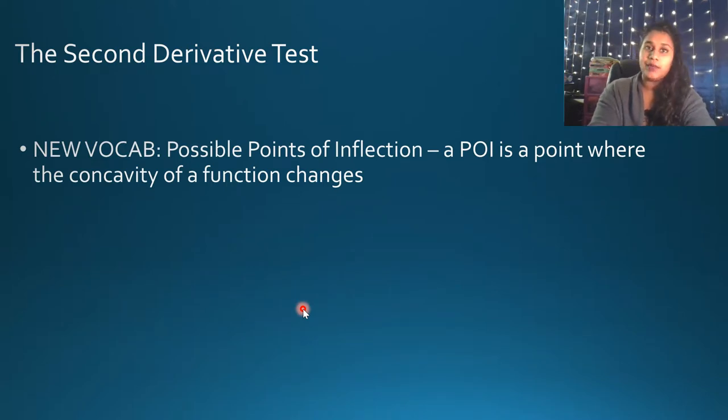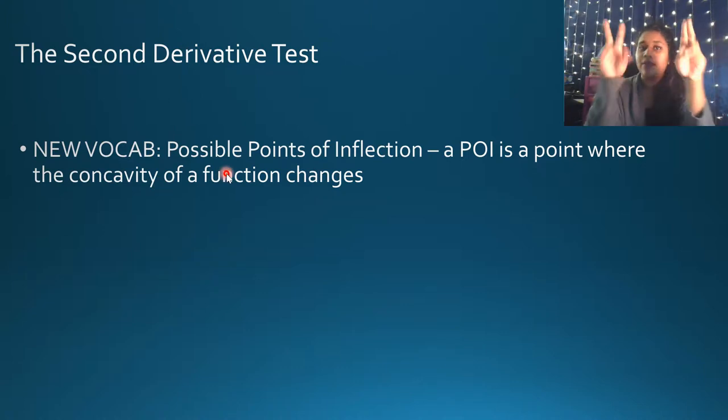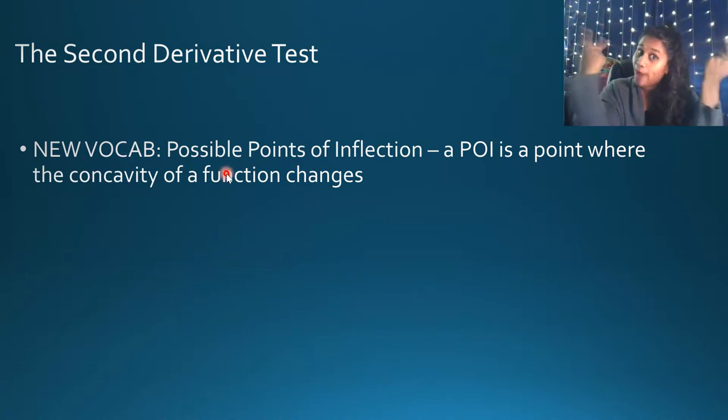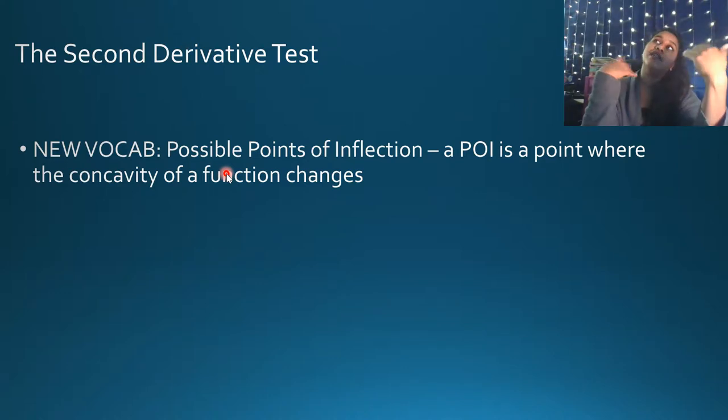So for our new vocabulary, we have points of inflection, which I told you before in the previous two slides is where concavity changed. Why does this say possible points of inflection? Because you're actually going to do points of inflection twice. The first time, it's like identifying a critical value.